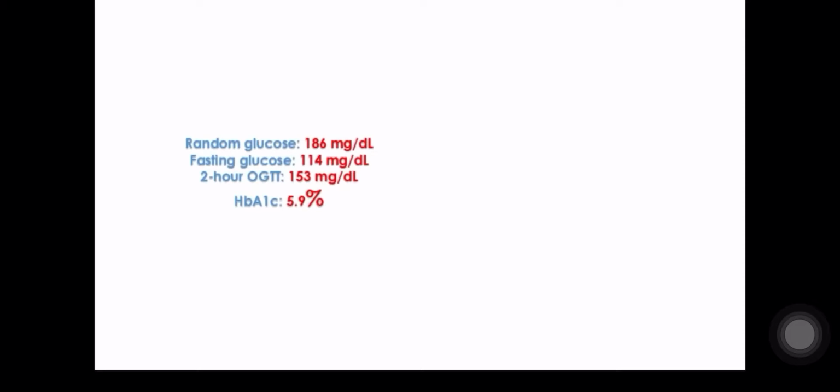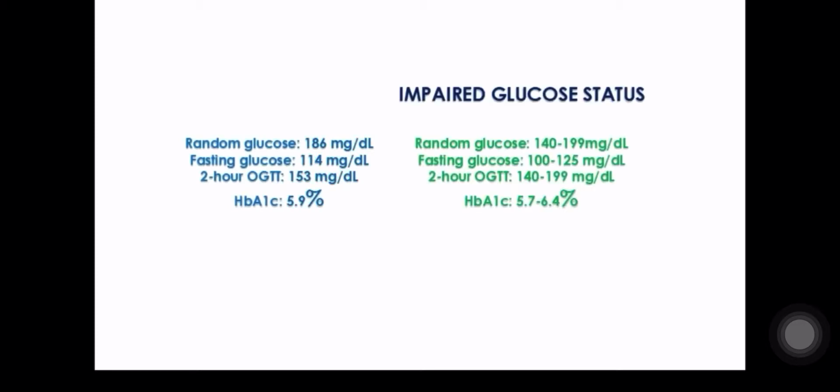Take note, the given values are: random glucose, 186 mg per dL; fasting glucose, 114 mg per dL; 2-hour OGTT, 153 mg per dL; and glycosylated hemoglobin, 5.9%. All of these values fall under impaired glucose status.